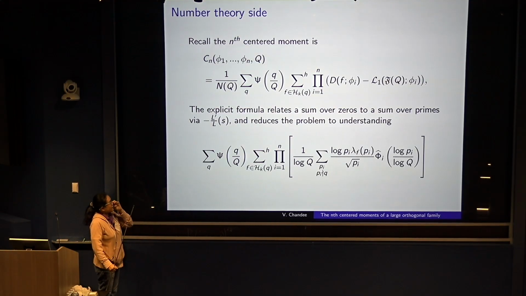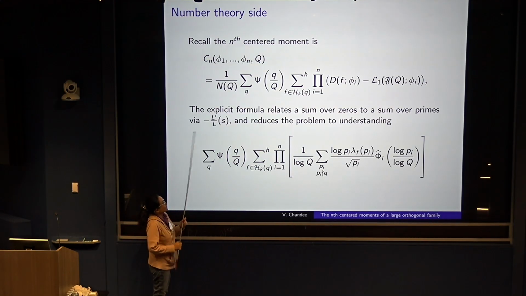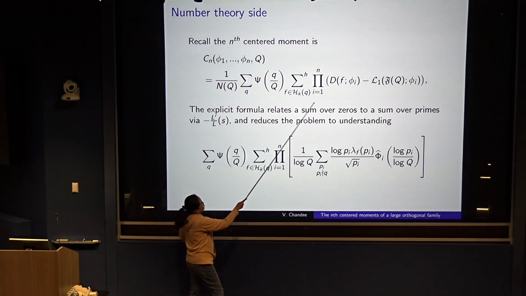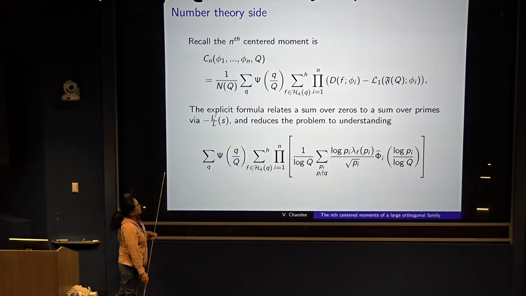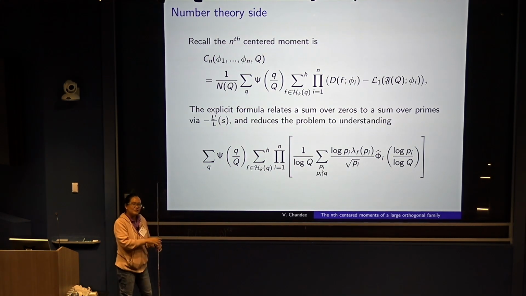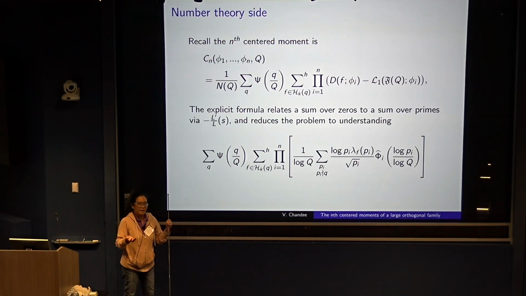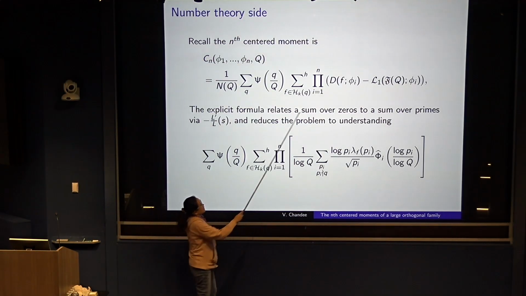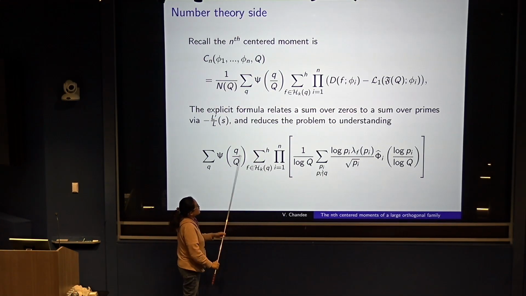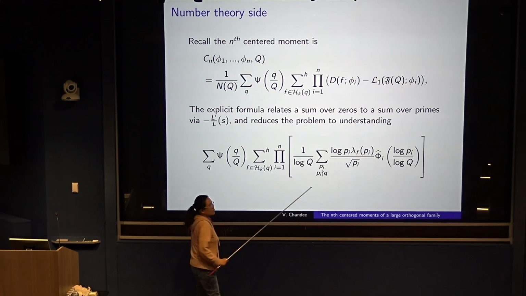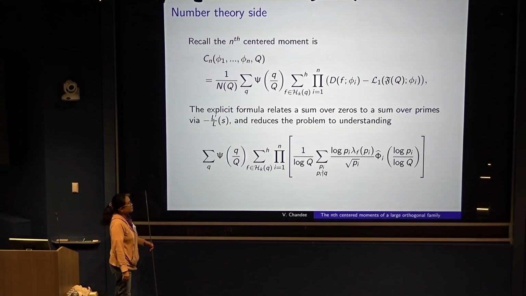So for the number theory side, recall that this is what we want to compute. You have F here, sum over F, sum over Q, and the product of n terms here. As I mentioned earlier, to compute this one-level density, we connect the sum over zeros to the sum over primes. We do the same thing for the n-centered moment. We change the sum over zeros into the sum over primes. And the prime powers basically don't contribute to the main term, so we just look at the sum over primes only. So it will look like that.